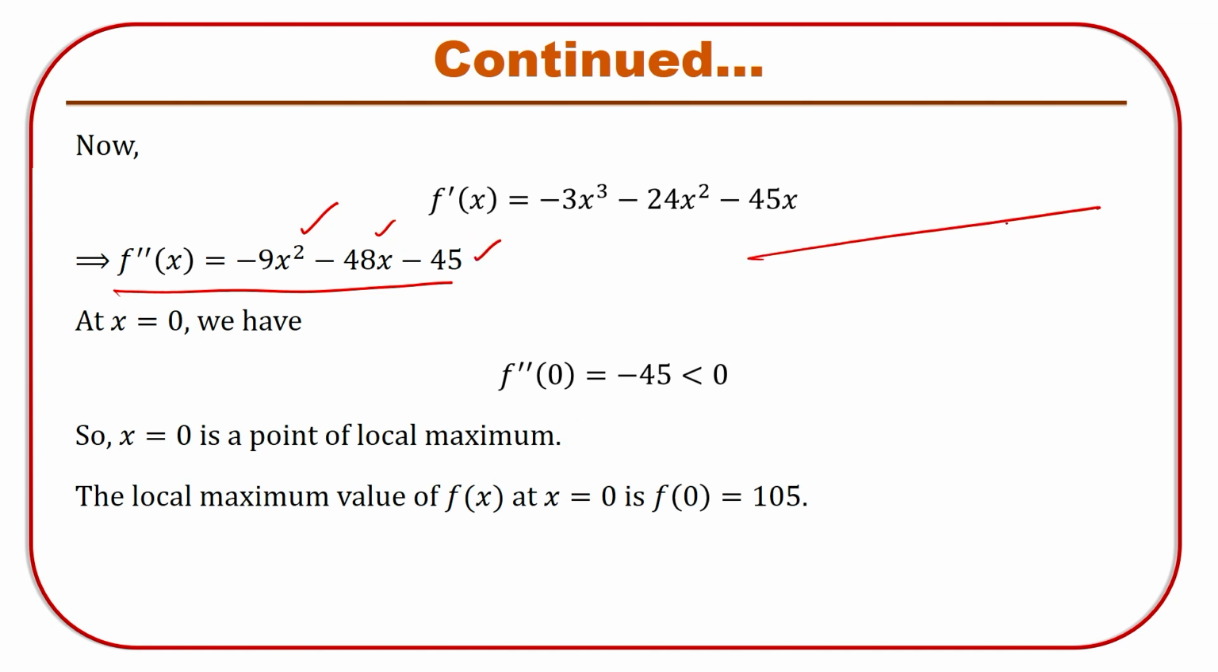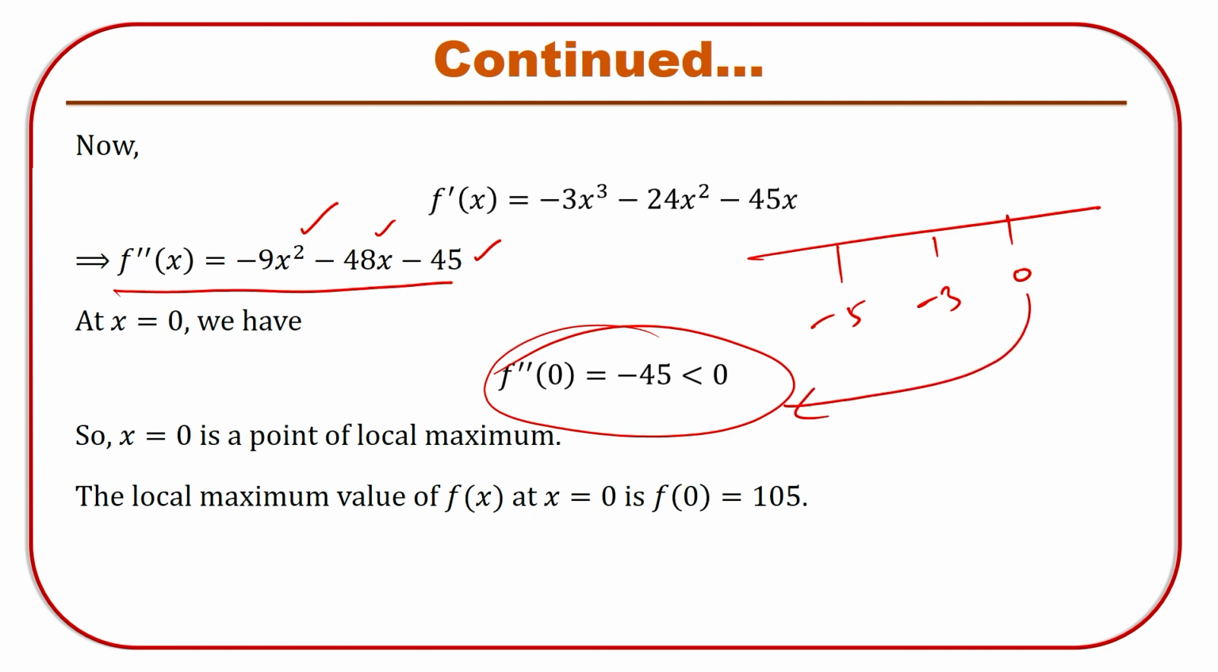You have 3 points, right: 0, minus 3 and minus 5. So, put all those values and find out f double dash at each. We are checking f double dash of 0, which is equal to minus 45, which is less than 0. This means the point 0 gives you the local maximum value.